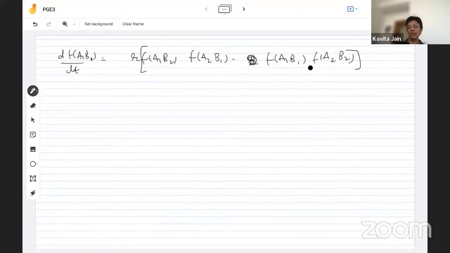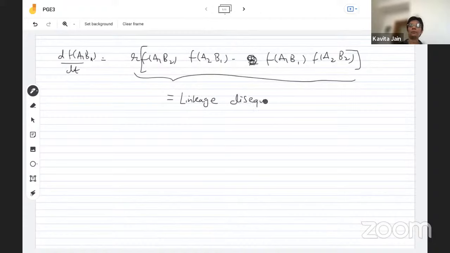So this quantity is what was coming in the previous ones that I showed you. The same quantity is coming with a plus sign or a minus sign. And this is a special quantity. This is called the linkage disequilibrium, or LD, generally denoted by D. So this D is the frequency of these two heterozygotes minus these other two combinations.